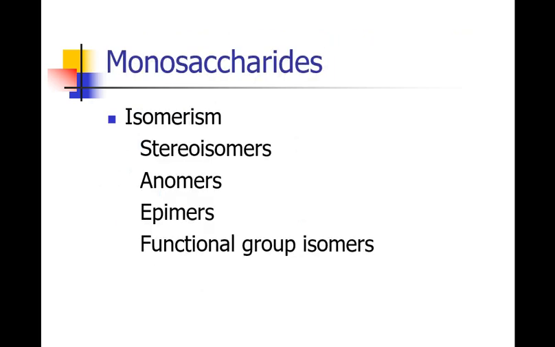So isomerism in monosaccharides: stereoisomers, anomers, epimers, and functional group isomers. These are the different isomerisms exhibited by monosaccharide carbohydrate units. I told you, in order to exhibit carbohydrate isomerism, they should possess at least one asymmetric carbon in their structure.